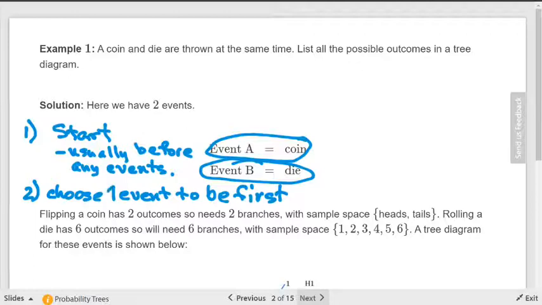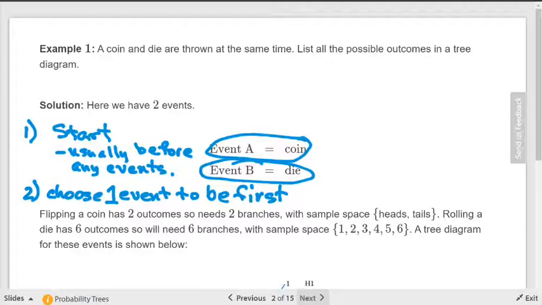that has the fewest number of possible outcomes. So in this particular case, if I'm flipping a coin or rolling a die, which one has the fewest possible outcomes? Flipping a coin, right? It only has how many? Two. Which means you're going to have 2 branches.